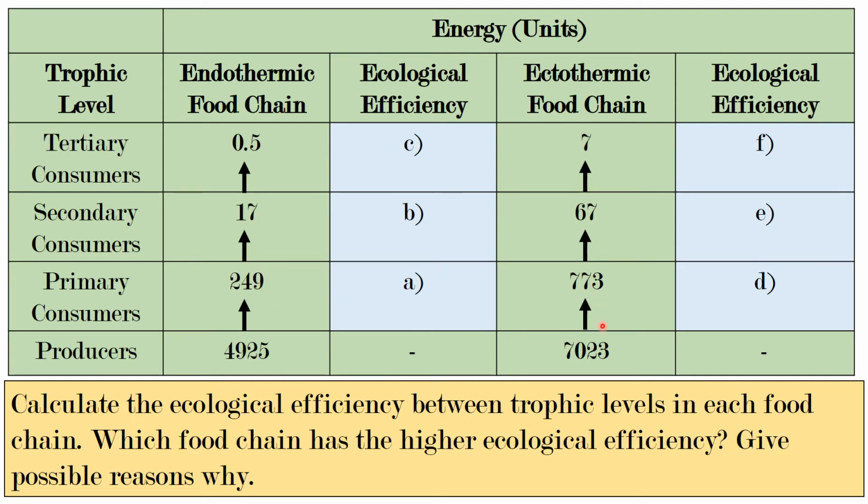On the other side, we've got the ectotherm food chain, so I want you to work out D, E, and F as well. Calculate the ecological efficiency between trophic levels in each food chain. Which food chain has the higher ecological efficiency, and give possible reasons why. So press pause and do that.